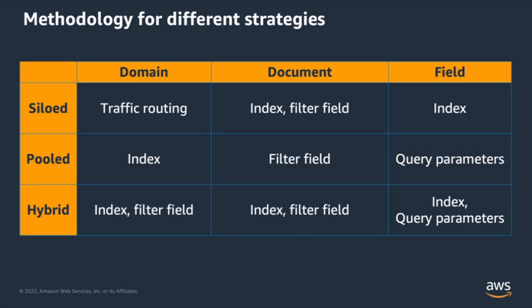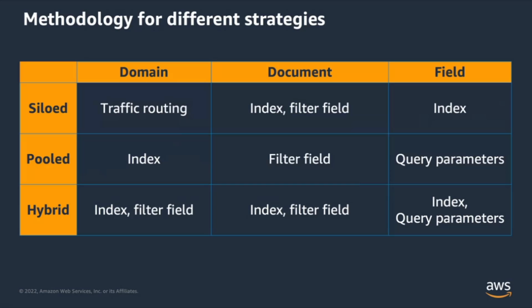If we look at these at the different levels, then at the domain level, if you have siloed by domain, then really you're doing traffic routing. These are the methodologies you'll use. You're doing traffic routing based on that tenant's identity. If you're pooling together within a domain, with a single index where you have multiple tenants, then you're doing that index access. If you have a hybrid, or in the pooled as well, you're going to be using a filter field to filter between the different tenants.